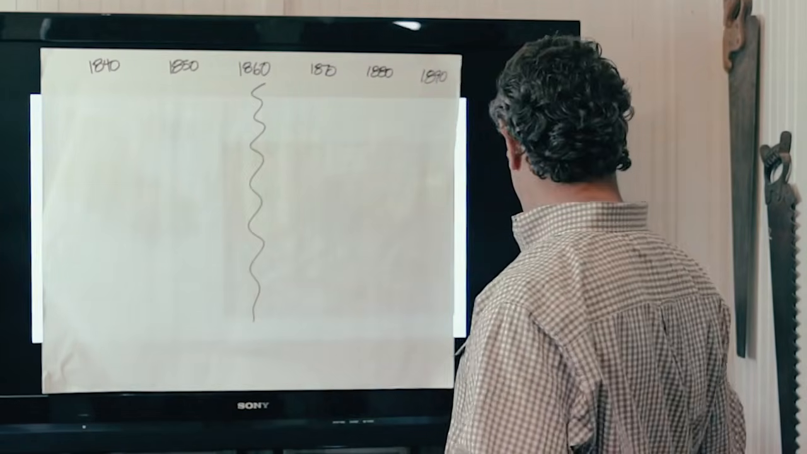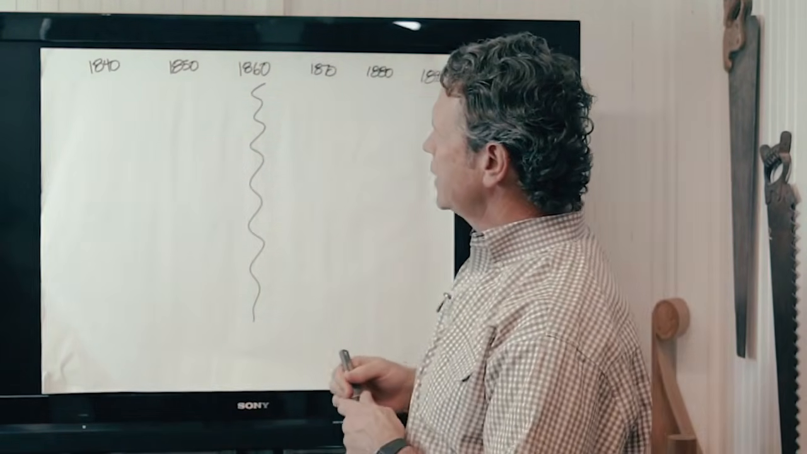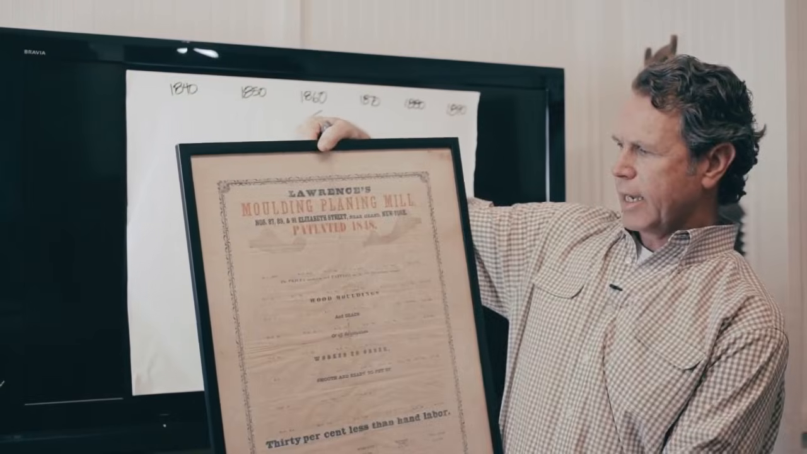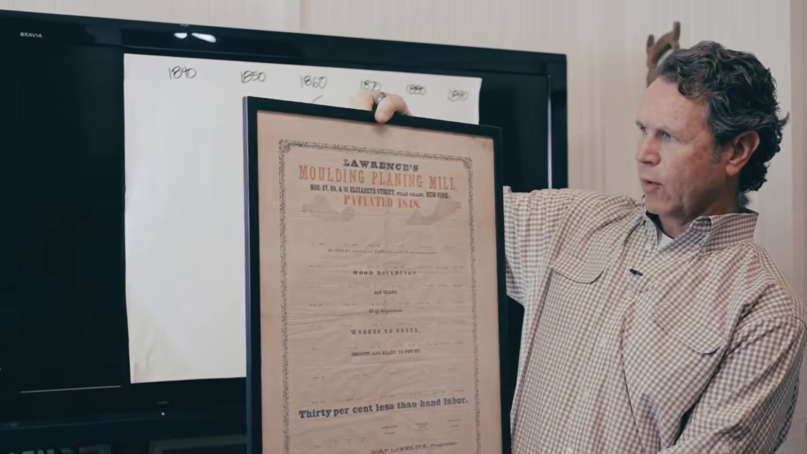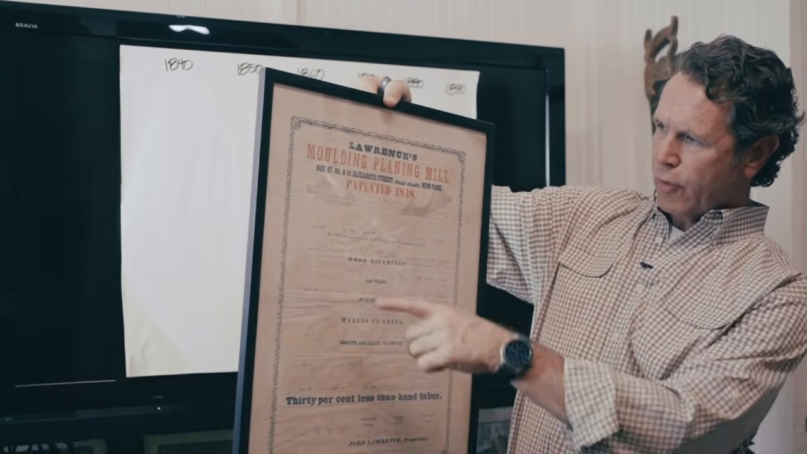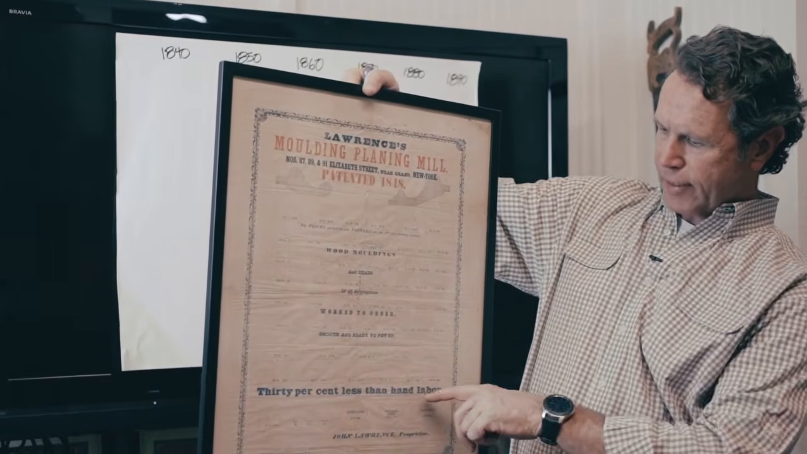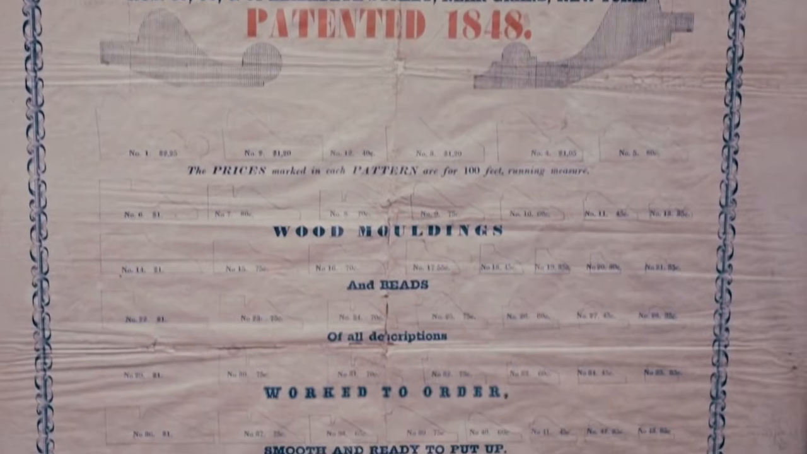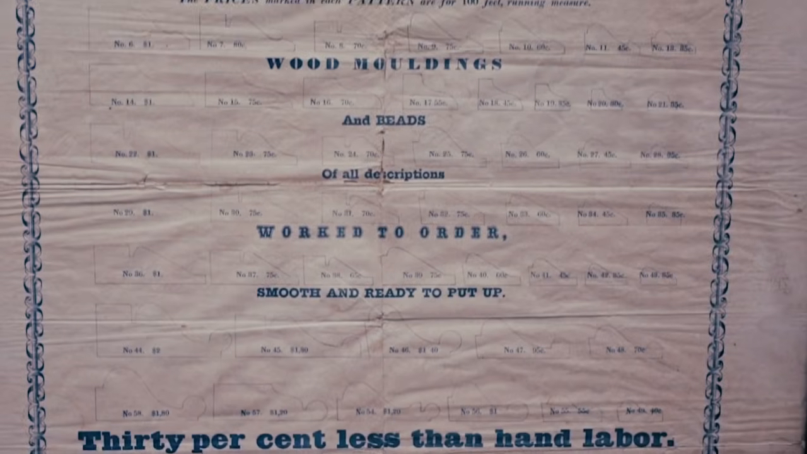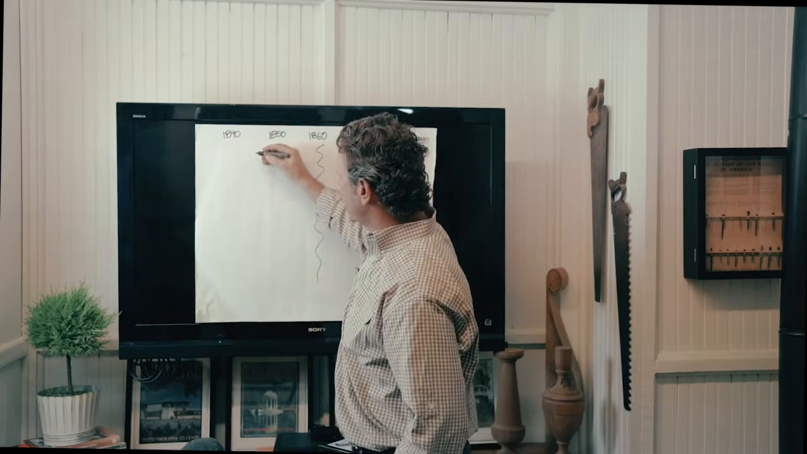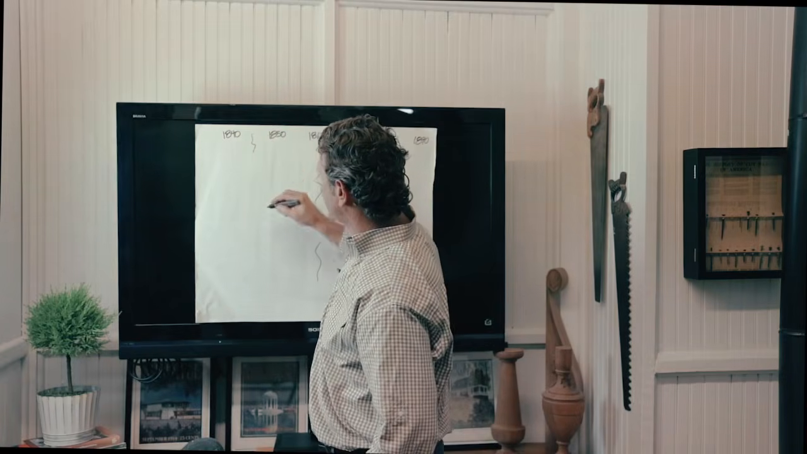So 1840, turn off the TV. 1848, okay? I showed on Instagram last week this planing mill, right? Lawrence's molding planing mill, patented 1848. All these Greek revival and Gothic moldings. Look, 30% less than hand labor, right? They're advertising that it's less expensive than doing it by hand. Now, the steam planing mills are happening in kind of this area of time.